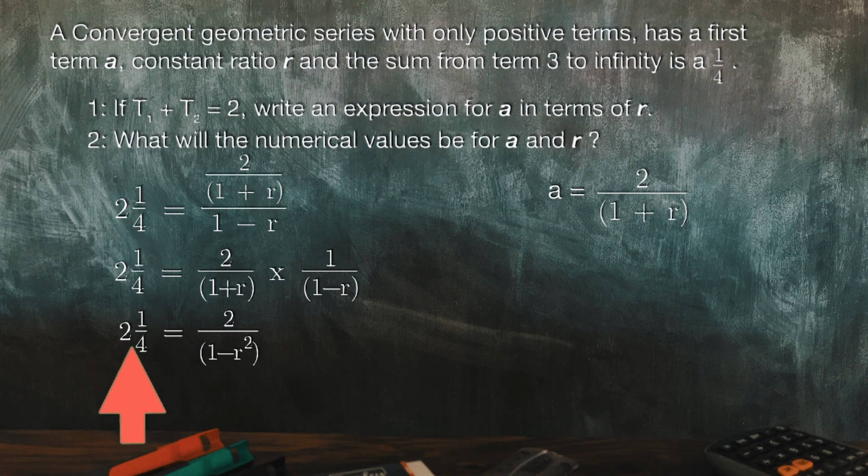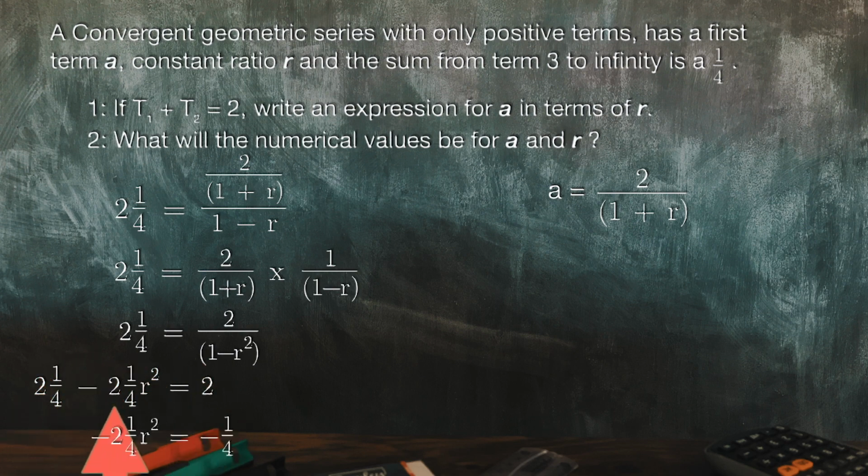And now we have to remember, when we multiply this denominator with 2 1/4, this 2 1/4 has to be multiplied with both these terms on the inside. So we get 2 1/4 minus 2 1/4 r squared is equal to 2. Then we take this constant to the other side, and then we have minus 2 1/4 r squared is equal to minus 1/4, because 2 minus 2 1/4 gives us minus 1/4. And then we're going to divide with this coefficient. So we have r squared is equal to a 9th.